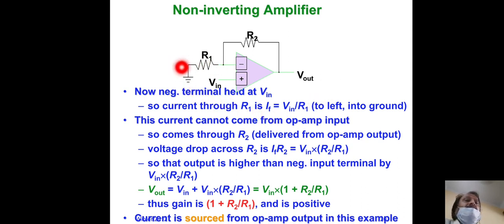Here the negative, inverting terminal is grounded through R1. The current through R1 is IF equal to Vin by R1. As it is grounded, this current cannot come from the op-amp input. So this current comes through R2.